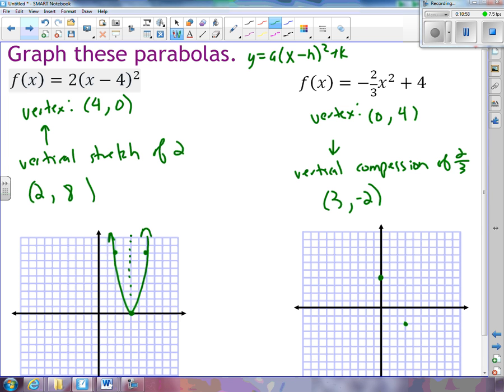I also have that same point on the other side. You should reflect it over your axis of symmetry, which in this example is just the y-axis. Graph our parabola. So it's not much wider than normal because negative 2/3 is close to negative 1.